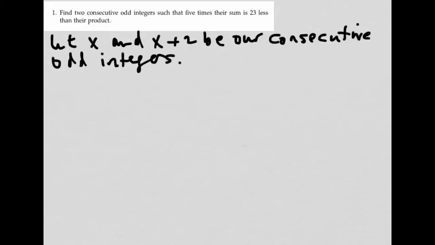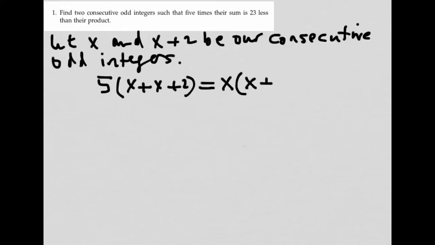Now let's analyze what the problem is saying. 5 times the sum of these integers, so 5 times the sum, which is x plus x plus 2, is equal to 23 less than the product. The product is x times x plus 2. 23 less than the product means the product minus 23. So this is the condition that is detailed in the problem.